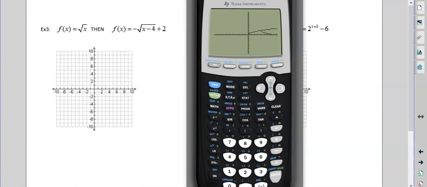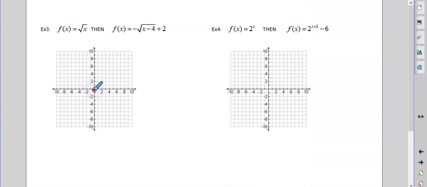So there's my parent function, and there's my other one. It's kind of hard to see, but let's go into the table. So for the first one, we have 0, 0, 1, 1, and 4, 2, which makes sense. Square root of 0 is 0. Square root of 1 is 1. Square root of 4 is 2. And the other one will be square root of 9 is 3. And that is the square root function right there.